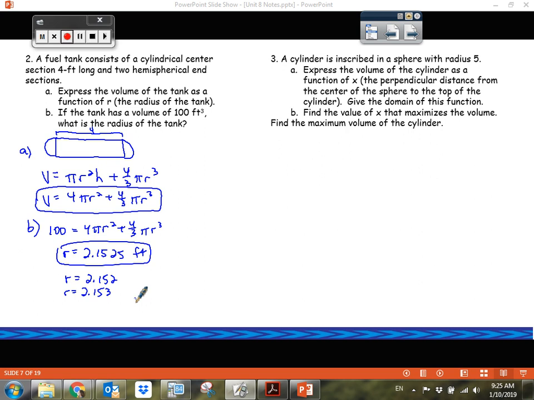We have a cylinder is inscribed in a sphere with a radius 5. Okay, I'm going to stop right there. We're going to draw that picture. So we have a cylinder inscribed in a sphere. For the sphere, I'm just going to draw a circle. I'm not going to attempt to draw a sphere. So we have a circle. Okay, there's the sphere. And we have a cylinder inscribed in it. Okay, so instead of me trying to draw a cylinder, I'm just going to do the two-dimensional, like a rectangle. Okay, that's my cylinder.